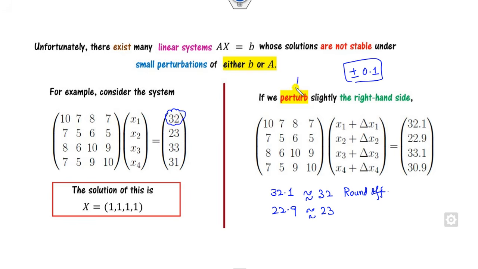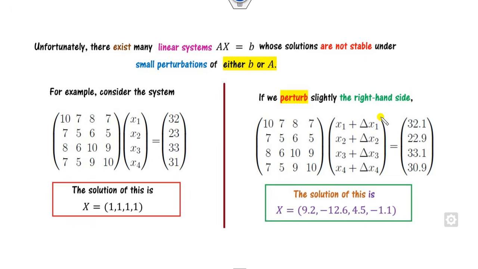If I perturb the right hand side and find the solution of this problem, you will get the answer as here, and you can see it is very far away from the original solution. So what is the meaning of that? If you round off these numbers in the original linear system, the solution is very far away from the original one.